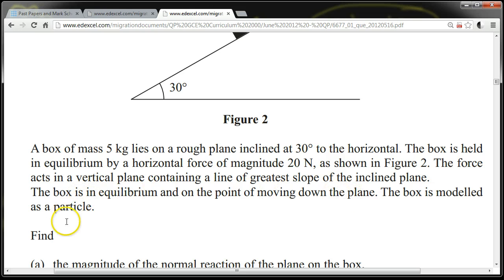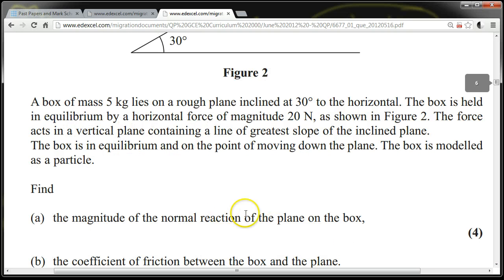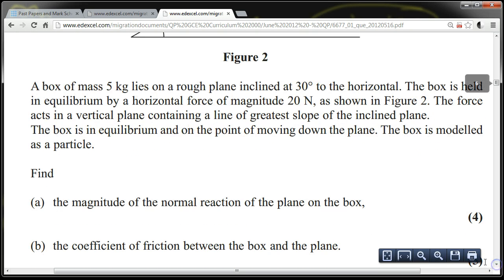The box is modelled as a particle. Find the magnitude of the normal reaction of the plane on the box and the coefficient of friction between the box and the plane.